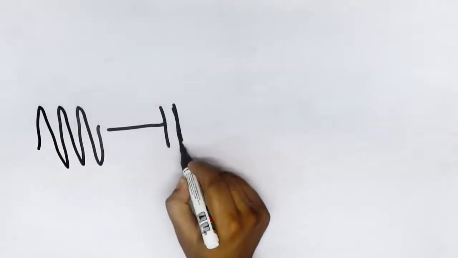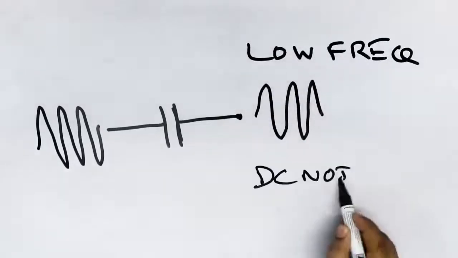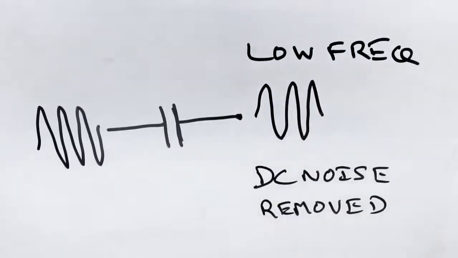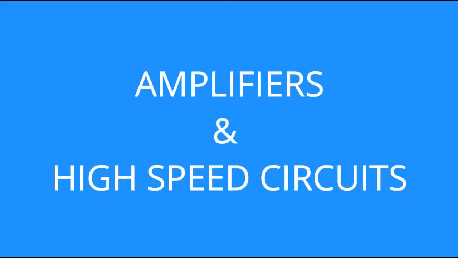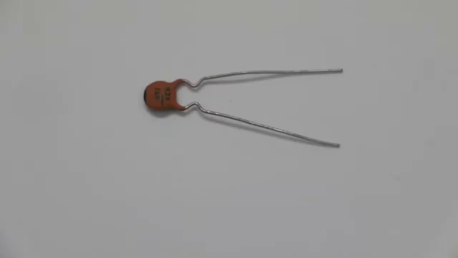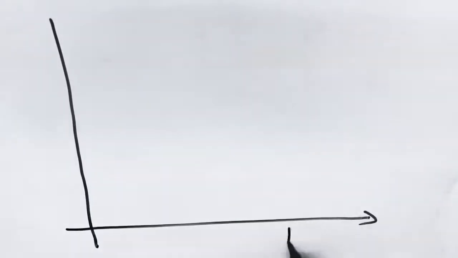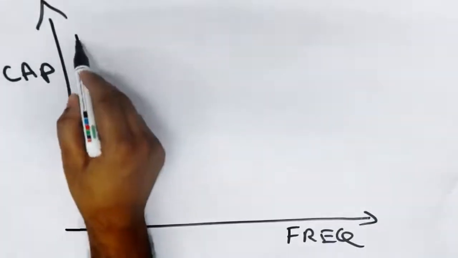Coupling capacitor, on the other hand, should be added in the path of a signal. This will eliminate low frequency or DC noise from the signal. This is widely used in amplifiers and high-speed circuits. Value of a capacitor depends on the frequency we need to allow. Capacitance value decreases as allowed frequency goes up.